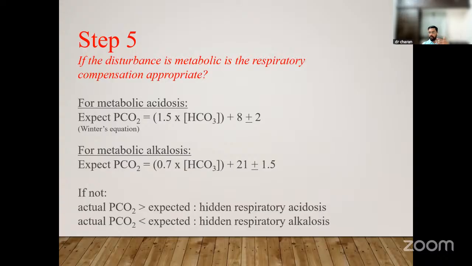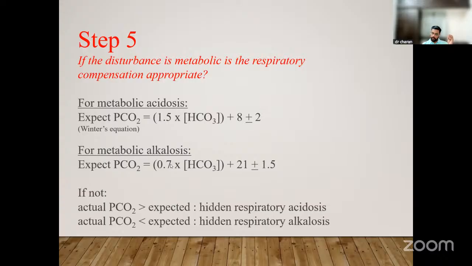Steps 3 and 4 are for respiratory problems. Step 5 is for metabolic problems. Metabolic problem, again, we know it can be either metabolic acidosis or alkalosis. Here we are not worried about acute or chronic. Here we go directly to the respiratory compensation: how good the respiratory compensations are, whether it is adequate or not.